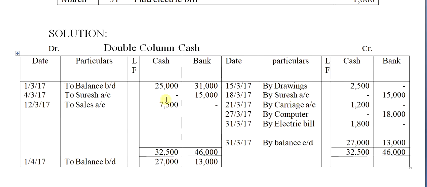That's it, 15,000. We have received the check and deposited it on the same day. So we have taken it directly in the bank column. And again that check has been dishonored. There is no amount in the Suresh balance. So automatically our bank balance reduces on 18/3/2017.